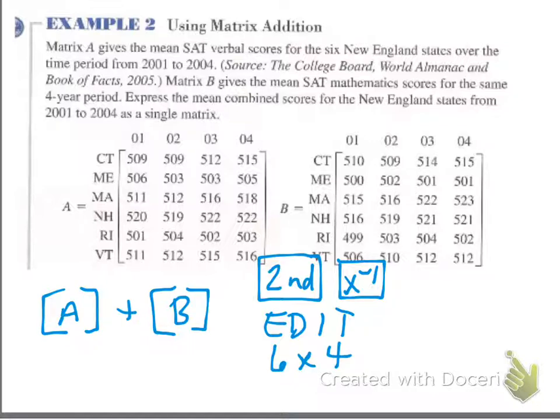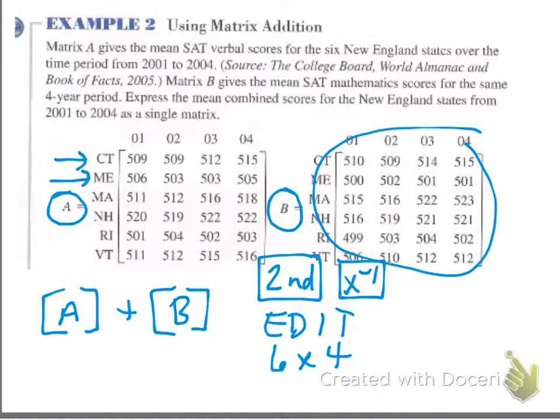When you do that, you're going to be entering it by rows. So you're going to do row 1 first, and then row 2, and so on and so forth. Now, this first matrix is matrix A, so when you edit your matrix, you're editing matrix A. When you go to do matrix B, you do your second, your x inverse, edit. Now you want to scroll down to where matrix B is and edit matrix B, and then you're going to put in this matrix.